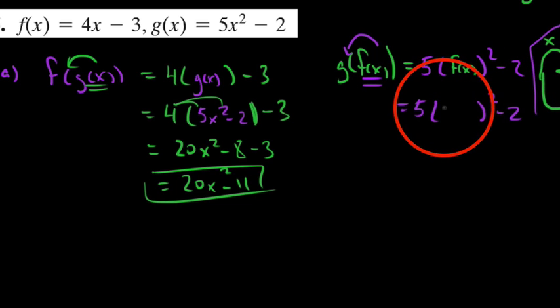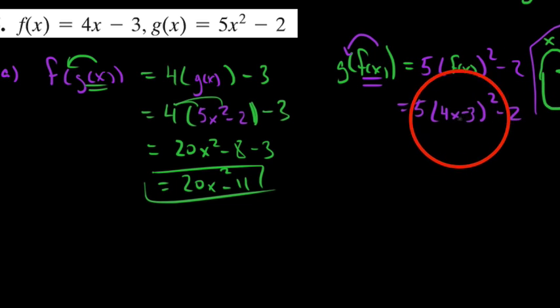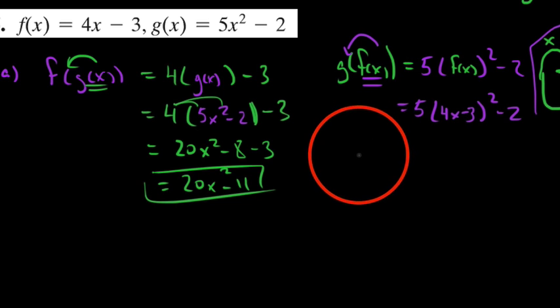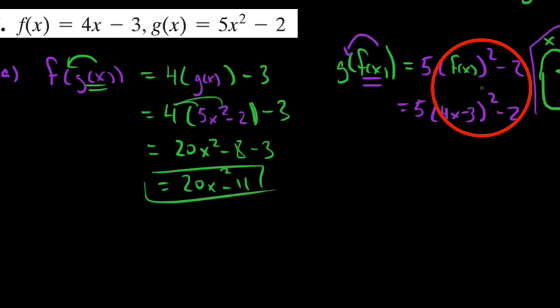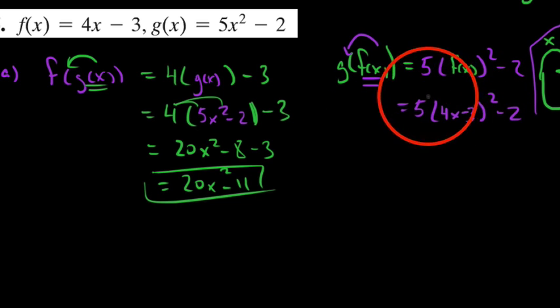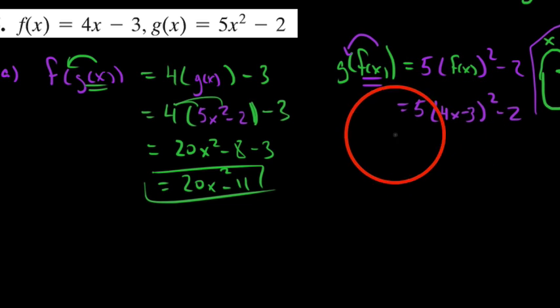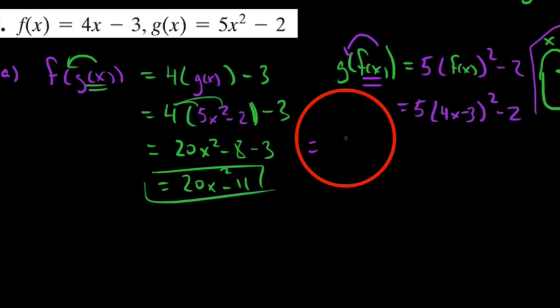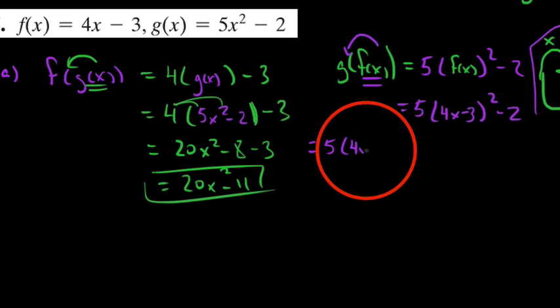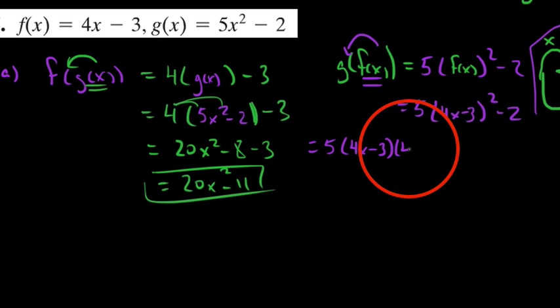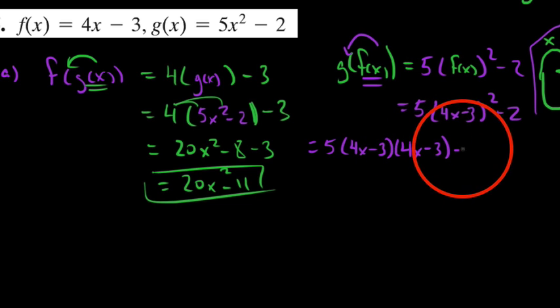To simplify this, basically we're going to make a substitution. We know what f of x equals. It's 4x minus 3. Now here's my unfavorite news: we can't just square both of these, and you can't distribute your 5 either. You need to FOIL this out. So we get 4x minus 3, 4x minus 3, and then minus 2.